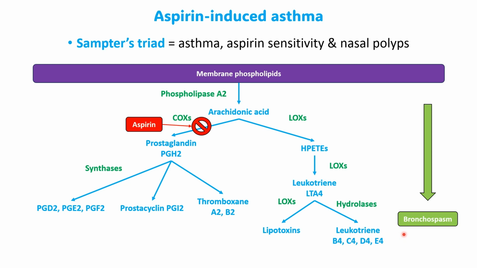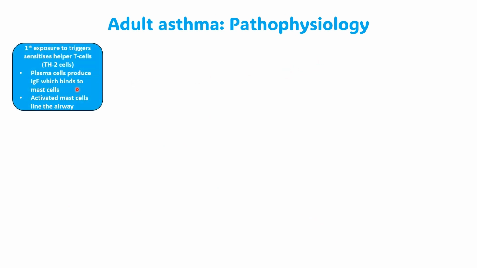So let's talk about the pathophysiology of adult asthma in lots of detail. First of all, we have the first exposure to triggers. This sensitizes helper T cells, in particular T helper 2 cells. Plasma cells produce immunoglobulin E, IgE, which binds to mast cells. And then we've got these activated mast cells lining the airways.